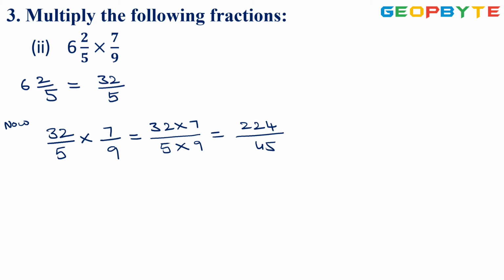Now we can write this one in the form of mixed fraction. So by dividing 224 with 45. So 45 fours are 180 and we'll get the remainder as 44. So which is equal to, quotient is 4 and the remainder is 44 by denominator 45. So 4 44 by 45. The result of 6 2 by 5 into 7 by 9 is 4 44 by 45.